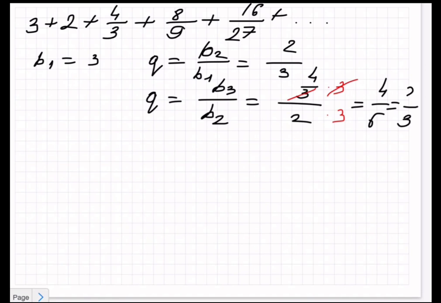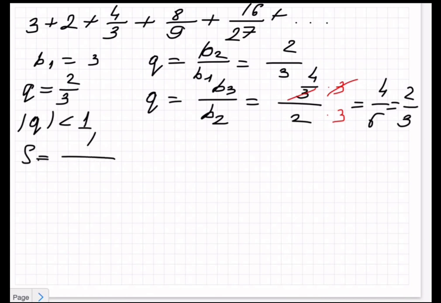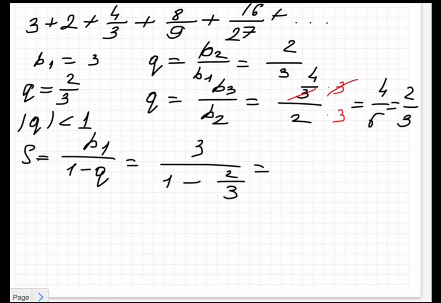So we do have a common ratio, and since the common ratio is 2 over 3, the absolute value of Q is less than 1. So we can find the sum of the infinite geometric sequence using this formula. It's going to be 3 divided by 1 minus 2 over 3. So our answer is 9.